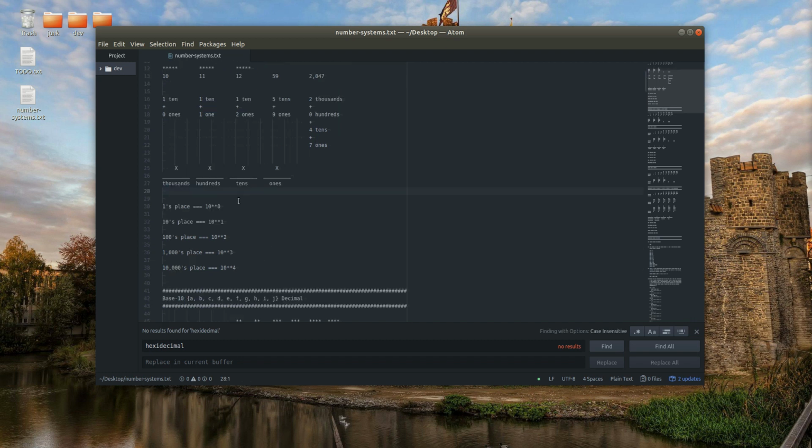Now, if you recall from some of your previous math courses, the ones place is 10 to the 0 power. Anything to the 0 power is 1. So 10 to the 0 power is 1. So whatever we have in here, in this case it's a 7, it's 7 times the ones place value, which is 10 to the 0, which is 1. So 7 times 10 to the 0 is 7. The tens place is 10 to the first. The hundreds place is 10 to the second. So 10 to the second is 10 times 10.